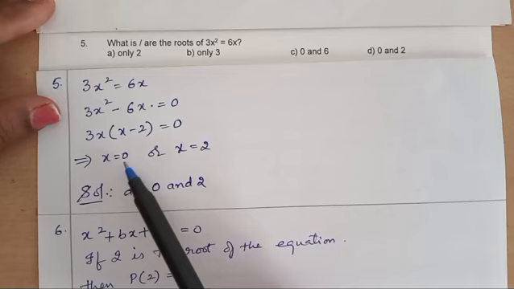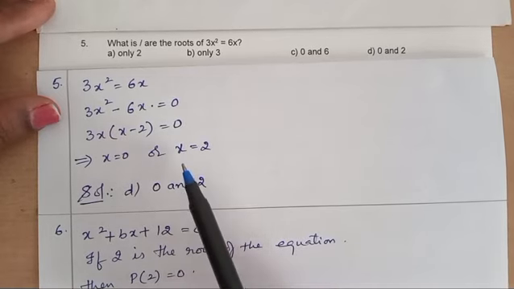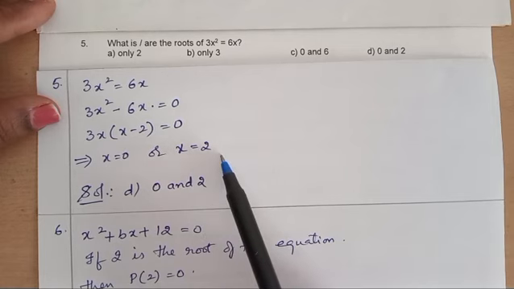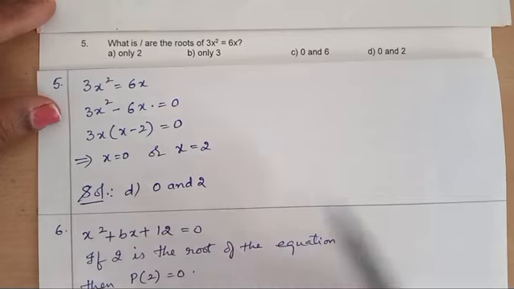Here 3x is equal to 0, hence x is equal to 0. X minus 2 is equal to 0, hence x is equal to 2. Hence the solution is D option, which is 0 and 2.